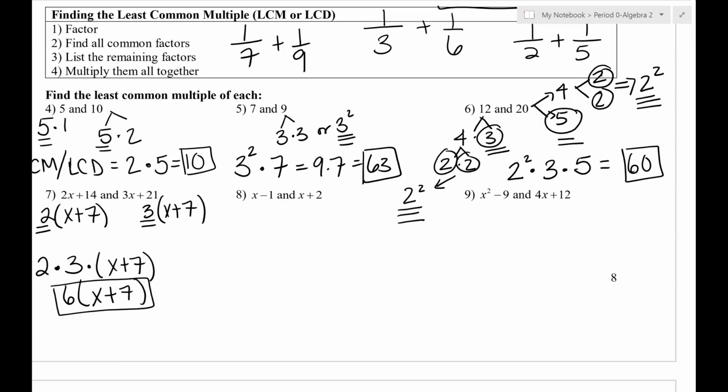Now on 8, you have x minus 1 and x plus 2. Do they have anything in common? No, they are both prime themselves. So guess what the least common multiple of that will be? Take both of those, okay? If you take both of those, again, you do not need to distribute, okay?